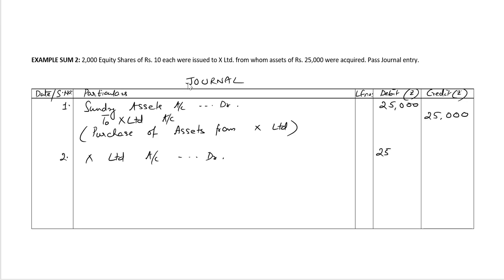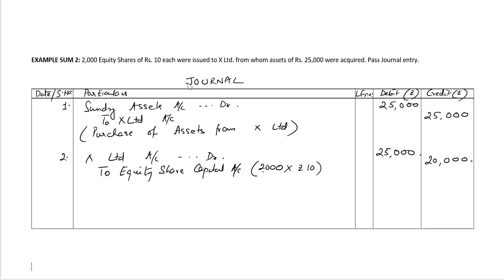The amount payable to X Limited is 25,000 rupees. Now, it says that 2,000 equity shares of rupees 10 each are issued. The number of equity shares is already given. So, to equity share capital, the number of shares issued is given, which is 2,000 shares, multiplied by rupees 10 per share, the face value, 20,000 rupees.